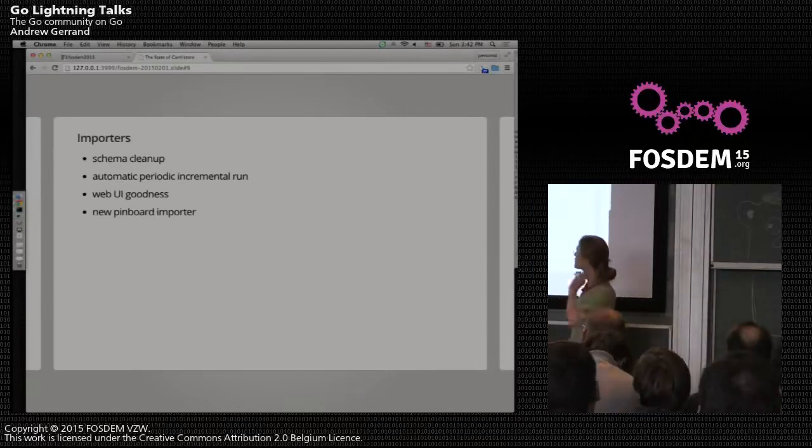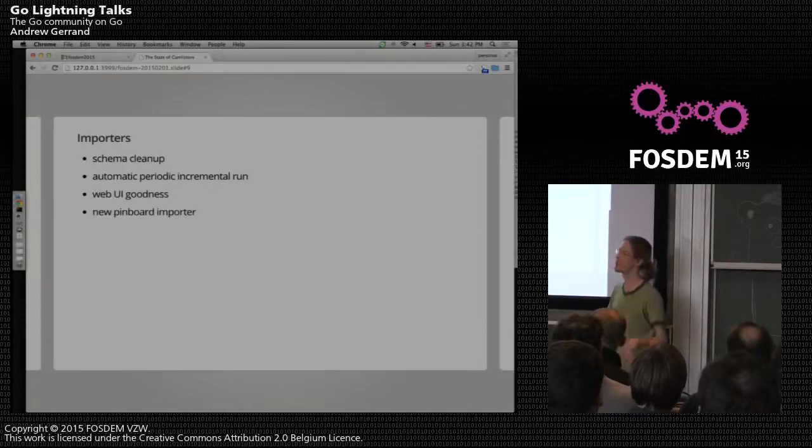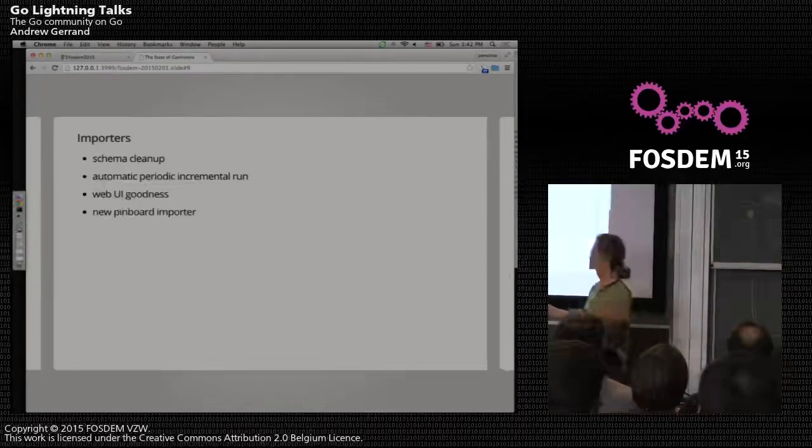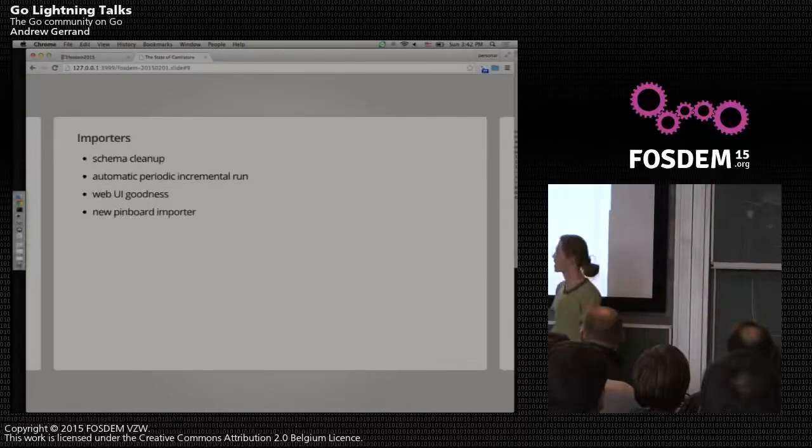So the importers: we had them for a while, but now they have a cleaner schema, and they're more stable, and they can run automatically and periodically, so you don't have to worry about starting them. So all your data from Picasa, whatever, can be constantly imported into your Camlistore server. And this data is now much better rendered in our web UI as well.